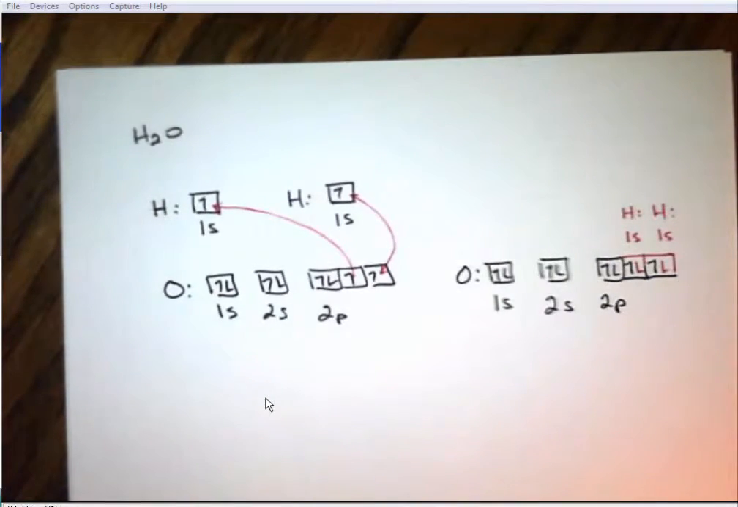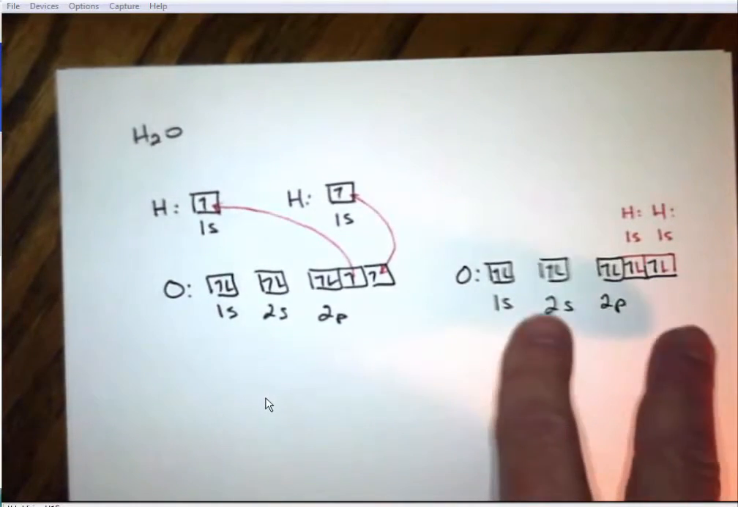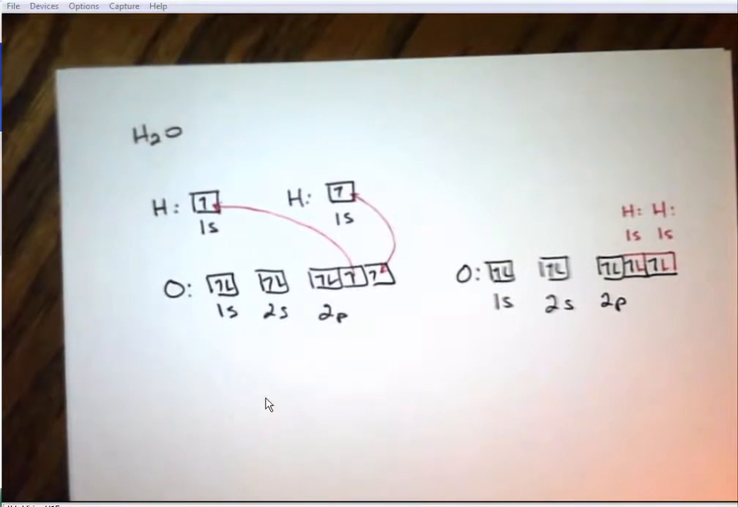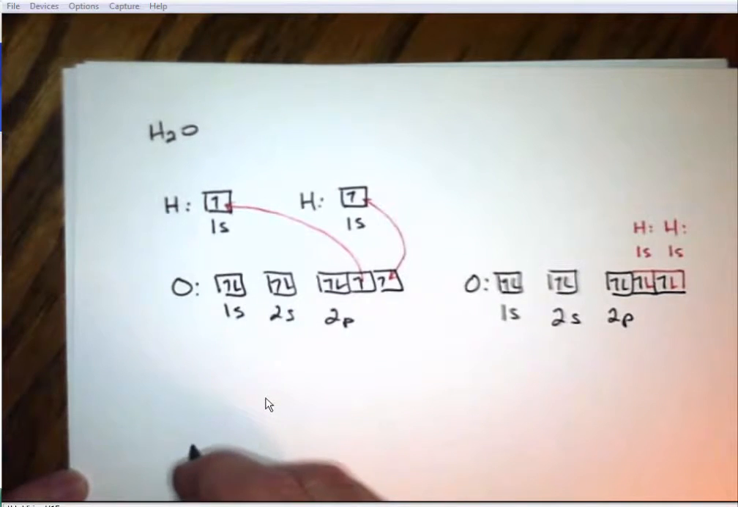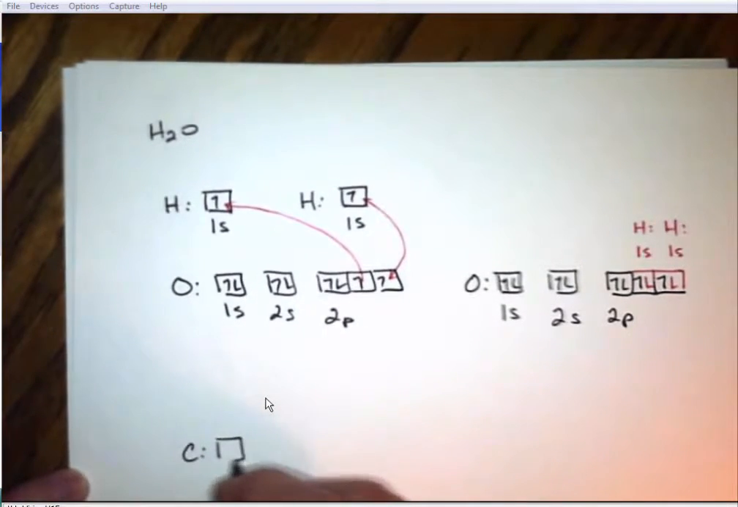Now it gets a lot more complex. Our ability to use orbital notation for showing how we share electrons starts to break down. It gets pretty tough. In fact, this is not even the way it actually happens. Let me show you what happens with carbon and hydrogen. So here's the orbital notation for carbon.